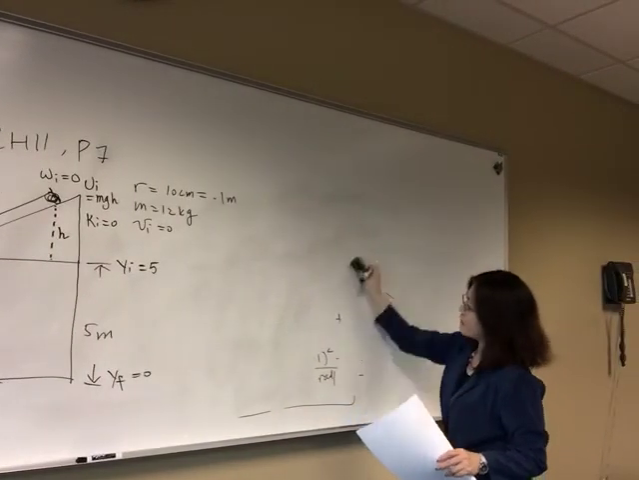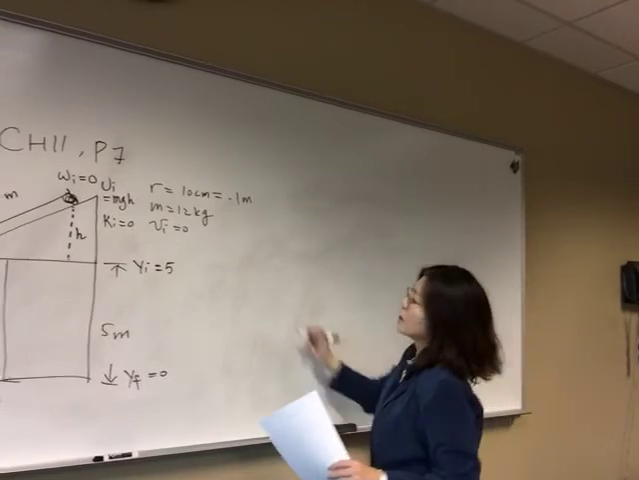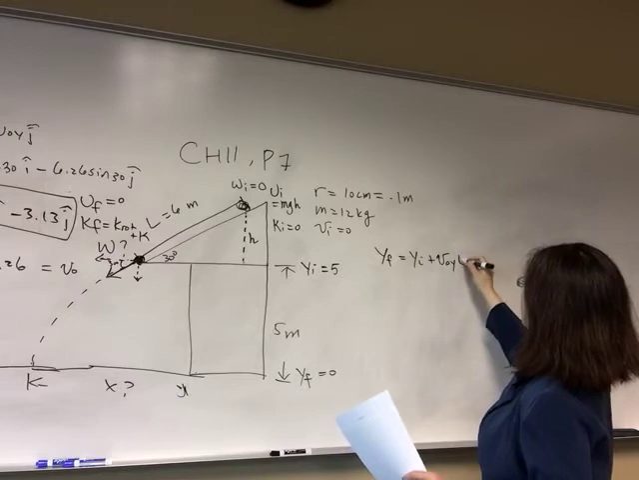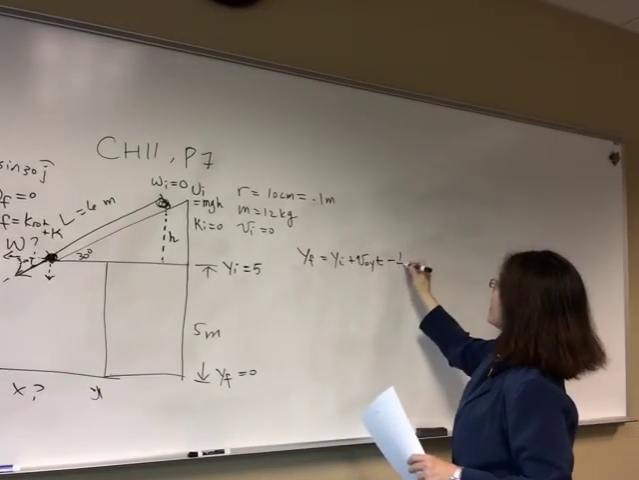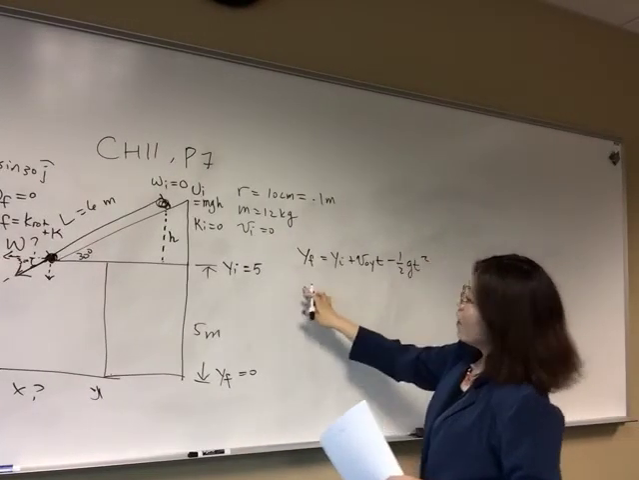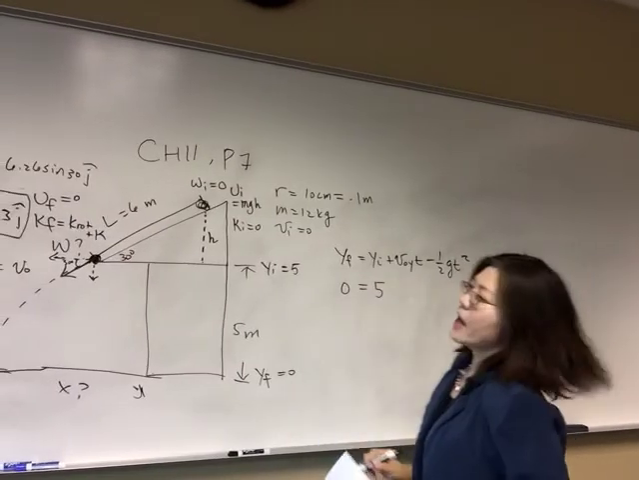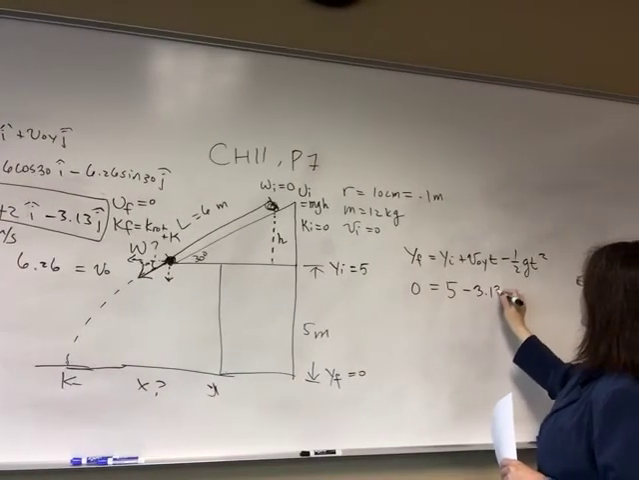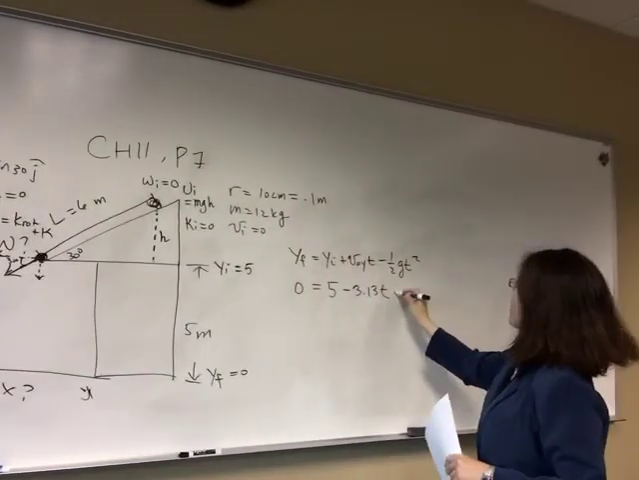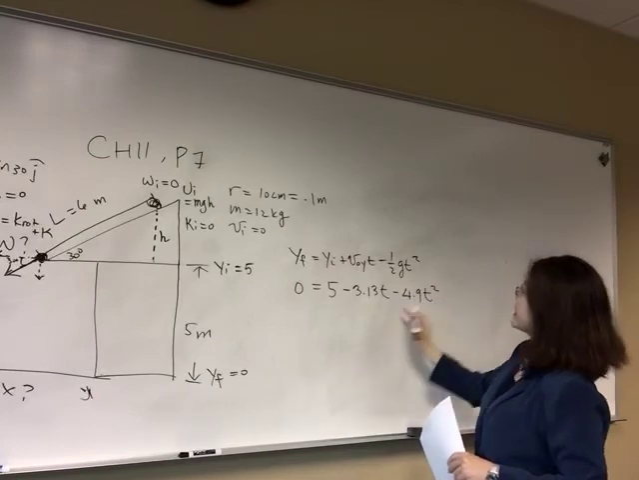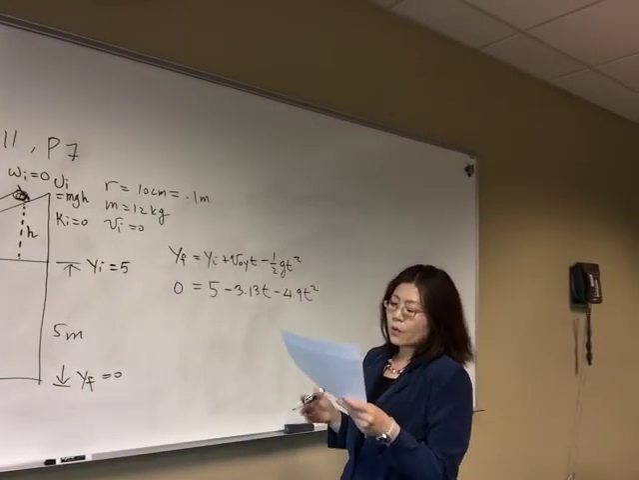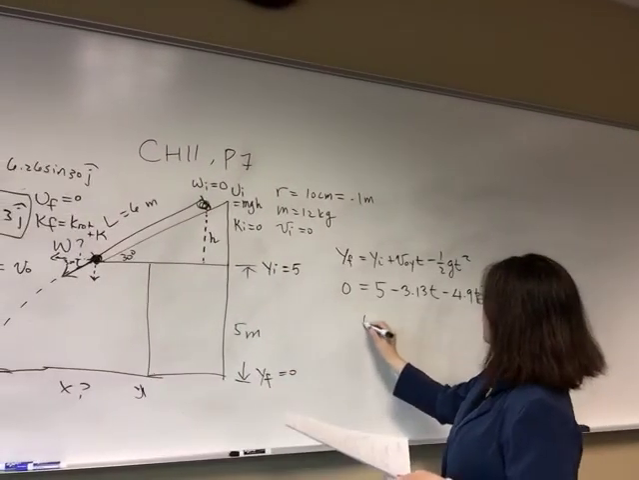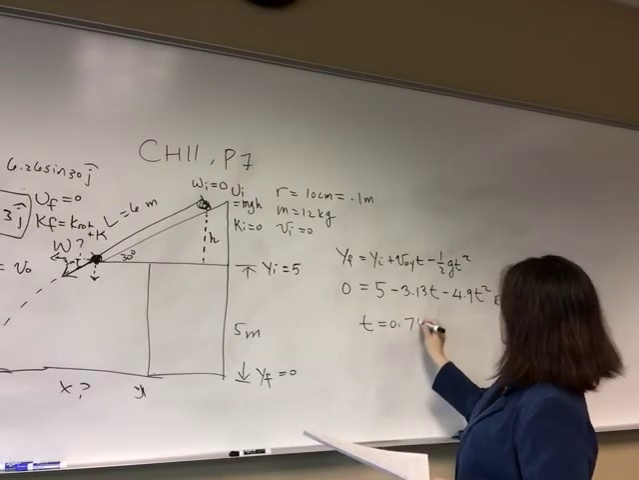So in that case, we can set up an equation and find the time, because we have y f is equal to y i plus initial velocity times time in the vertical direction, minus 1/2 g t squared. Okay. Final height is 0, initial height is 5, and your initial velocity is negative 3.13. So it's negative 3.13 times time, minus 4.9 t squared. So you can see that this is a quadratic equation. After you apply the solution for the quadratic equation, you should get a time of 0.74 seconds.